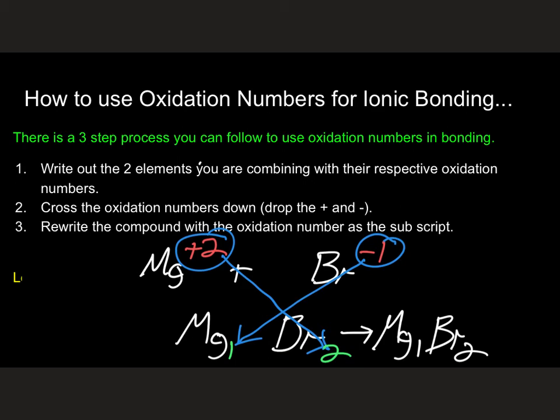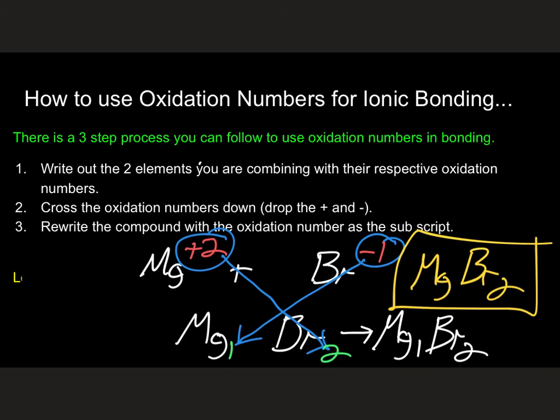However, there's another rule: I wouldn't have written this 1 magnesium symbol if I didn't have at least 1. So I'm going to do away with writing the 1 because it's redundant. So let's just go ahead and rewrite this as magnesium bromide. And that's how you would come up with the correct compound.